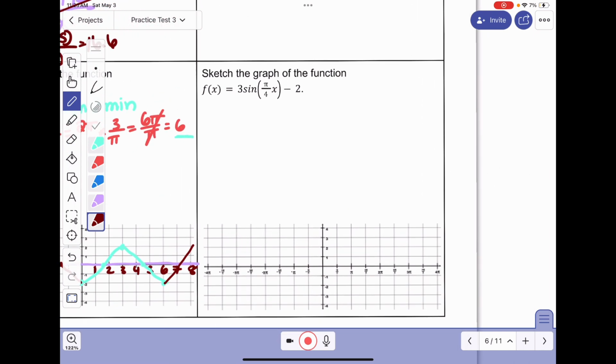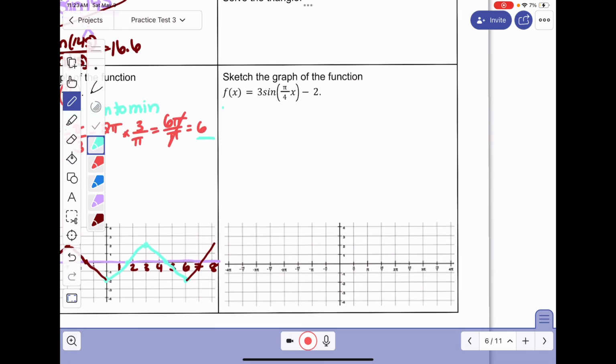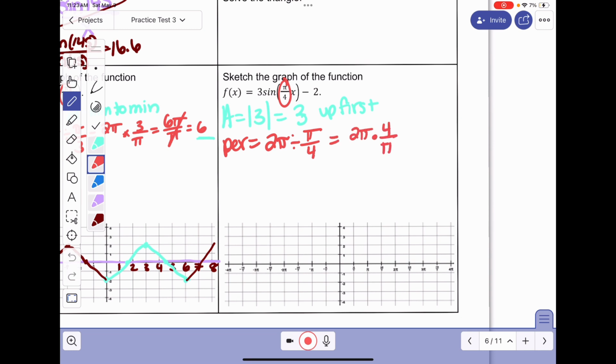Let's do a sine graph too, just for practice. So our amplitude is the absolute value of the number in front, so that's 3. So sine starts, it's positive, so we go up first. Okay. Period of the sine is 2 pi, so we need to divide by the number in front of x. So 2 pi divided by pi over 4 is like saying 2 pi times 4 over pi. 2 pi times 4 is 8. So we get a period of 8.